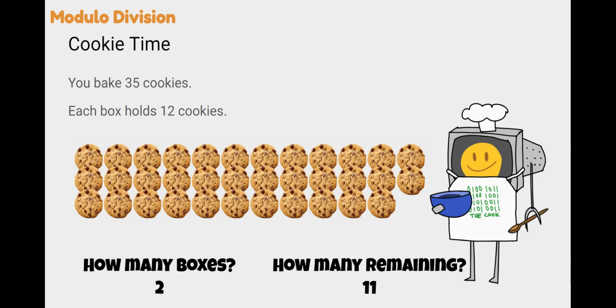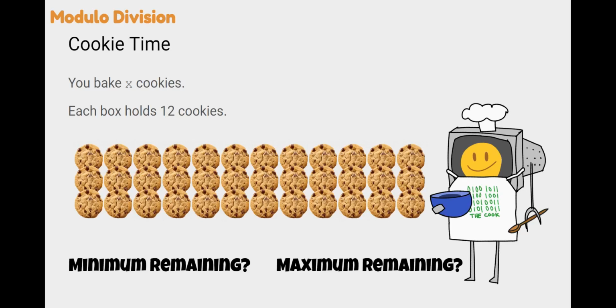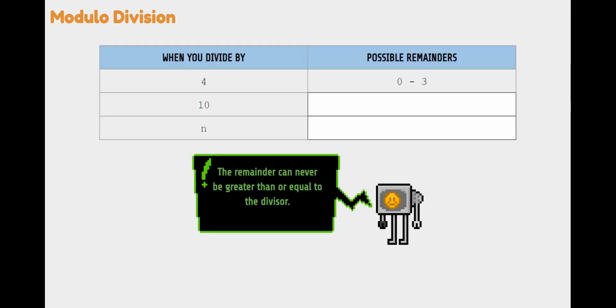So if we go from 35 and we go up one more to 36, you will have 3 boxes and 0 cookies remaining. So if you bake X cookies and each box holds 12, the minimum remaining is 0, the maximum remaining is 11. So when you divide a number by 4, your possible remainders are 0 through 3.